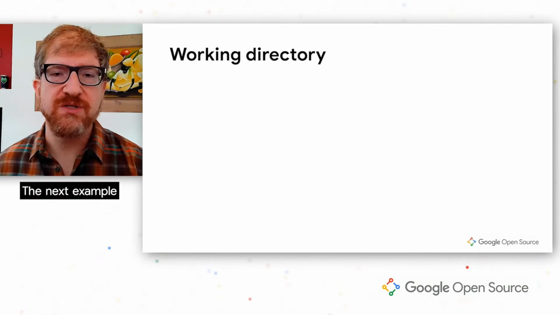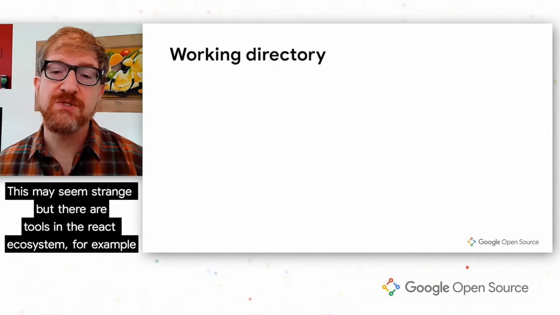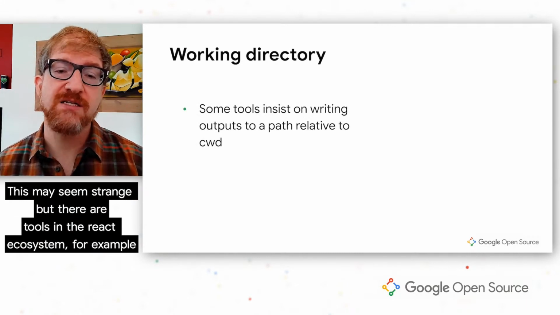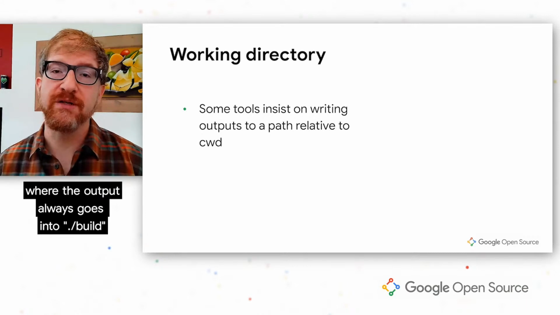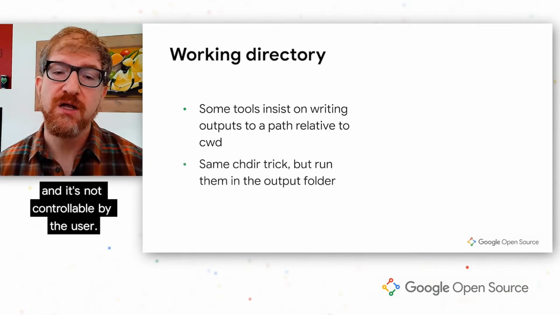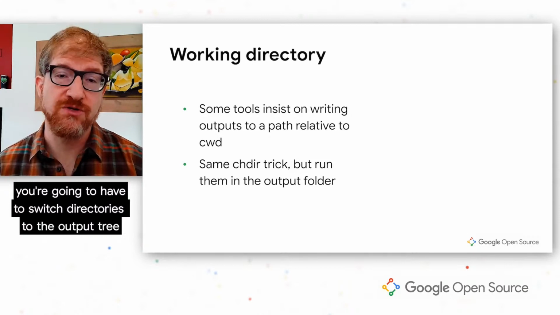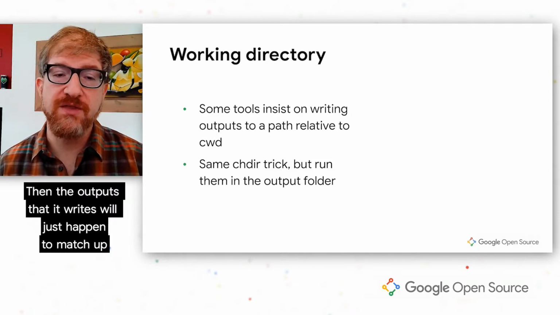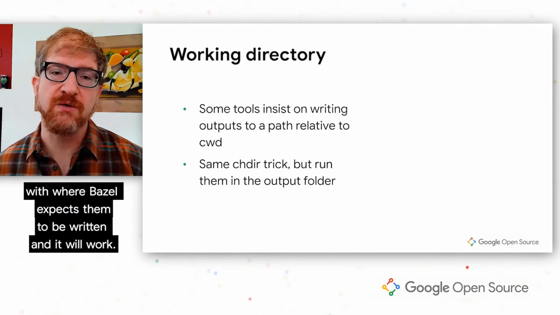The next example is where the working directory needs to be in the output tree. So this may seem strange, but there are actually tools in the React ecosystem, for example, where the output always goes into /build and it's not controllable by the user. So to make this tool work under Bazel, you're going to have to switch directories to the output tree and then run the tool. And then the outputs that it writes will just happen to match up with where Bazel expects them to be written, and it will work.